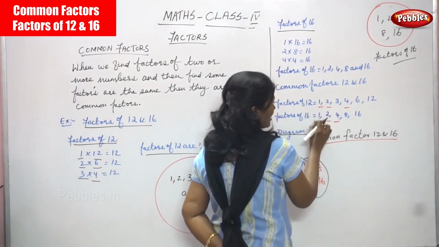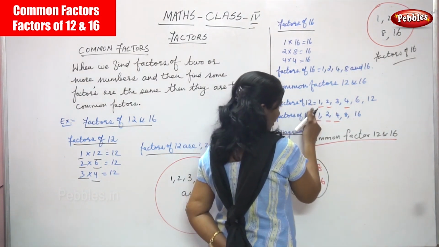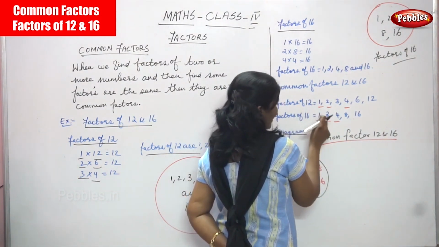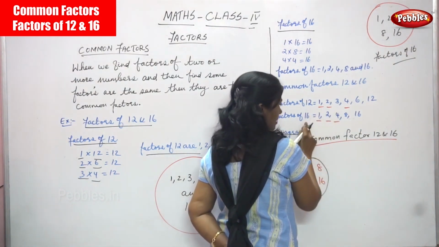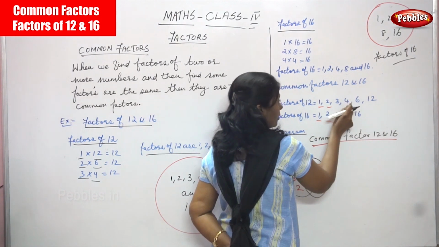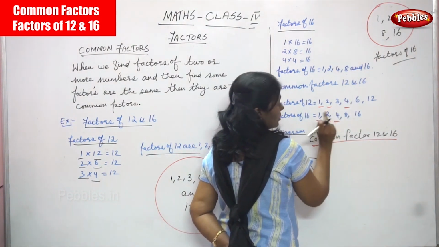These numbers are present in both places. In factors of 12 you can get 1, and in factors of 16 you can get 1. In factors of 12 you can get 2, in factors of 16 you can get 2, and in factors of 12 you can get 4, and in factors of 16, 4.